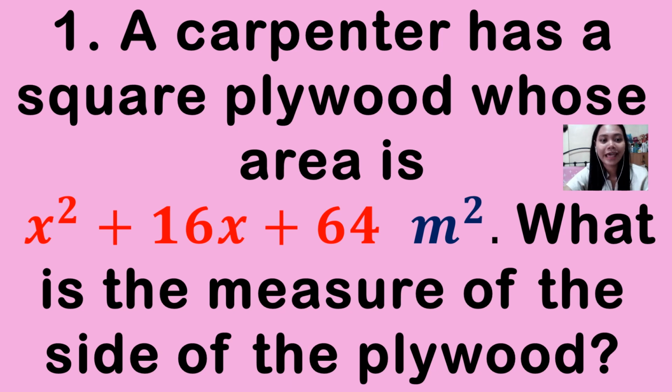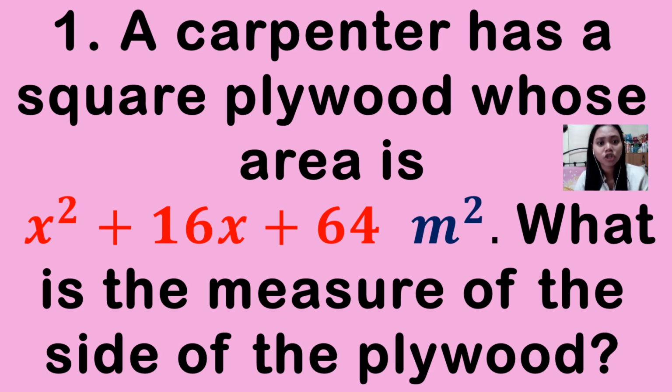A carpenter has a square plywood whose area is x squared plus 16x plus 64 m squared. What is the measure of the side of the plywood? So, para po makapag-solve ng isang problem, unang-unang gagawin is to understand the problem itself. Okay, so ang ating problem is about the measure of the side of the plywood. And then second, after you understand the problem, you have to identify what are the given.